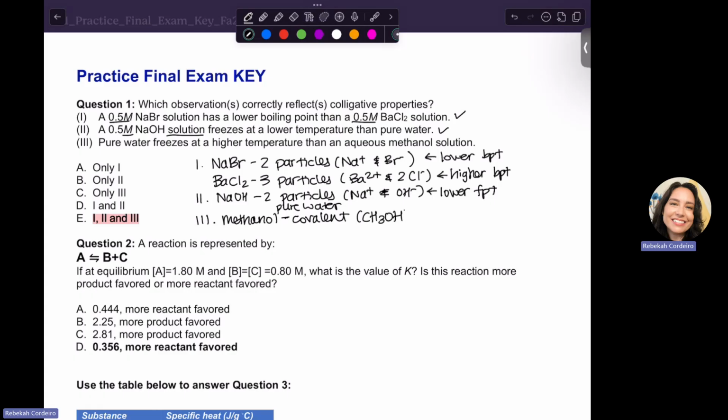And it's actually CH3OH. This is not OH as an ion, but OH as just bonded together, an O bonded to an H. And so this has one particle because it is a non-electrolyte as a covalent compound. And so it would have a lower freezing point. We're talking about freezing points in this one. So pure water freezes at higher temperatures, yes. So all three are correct.